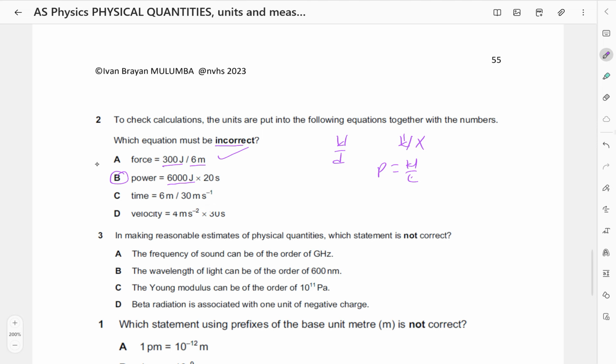Time is 6 meters, that is distance over speed, that one is correct. Velocity is acceleration times time. v is equal to u plus at. When u is 0, v is acceleration times time. So this one is correct. So power as work done times time is not correct because power should be work done over time instead.